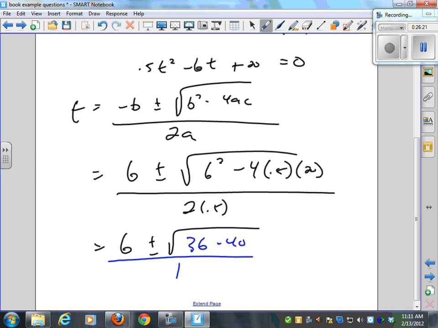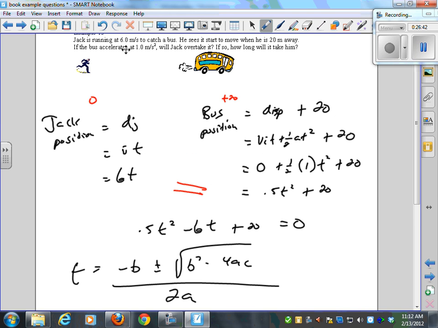So what does it mean when there's no time that they're in the same position? It means Jack does not catch the bus. And if you actually stopped and looked at it, you would realize there's no way he's catching this bus. If you look at the numbers, he's 20 meters away. He's running at 6 meters per second, right? So for him to cover that 20 meters, if the bus wasn't moving, it would take him more than 3 seconds to get there, right? 3 1/3, you're right. But the bus is already moving, right?